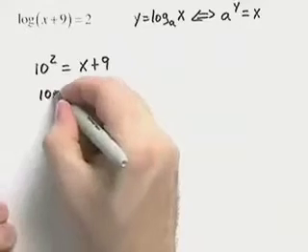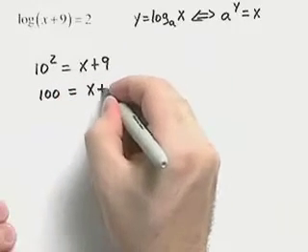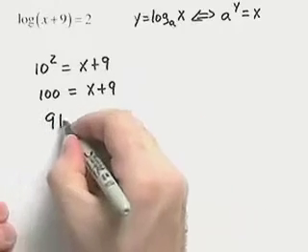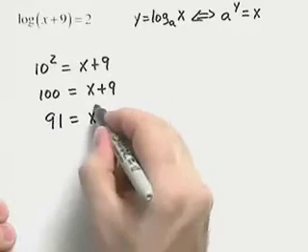10 squared is 100, so 100 equals x plus 9. Subtract 9 from both sides, we get that x is equal to 91.